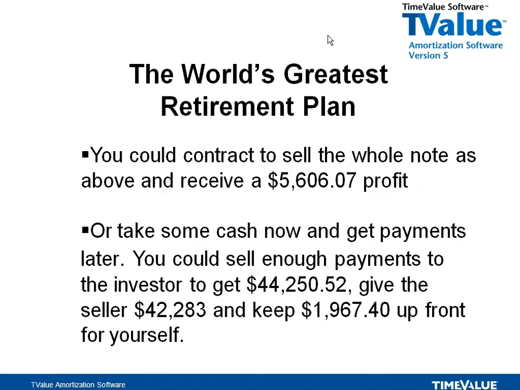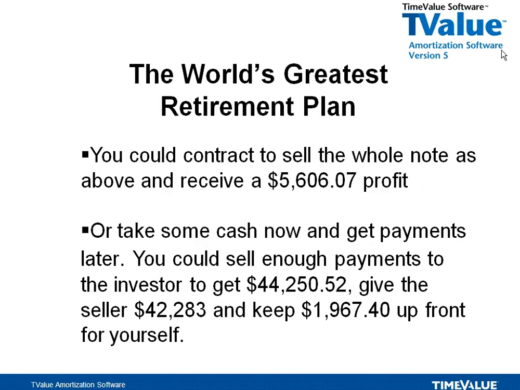There are some numbers in here I'm going to explain a little bit, but you could sell enough payments to an investor to get, here we have $44,250, and you may look at that and say, why would you want such an odd amount like that? I'll explain that, but maybe the thought is I want to have roughly $2,000 cash up front, and I want to have payments in the future. So the seller is going to get his $42,283, and I'm going to get $1,967 up front.